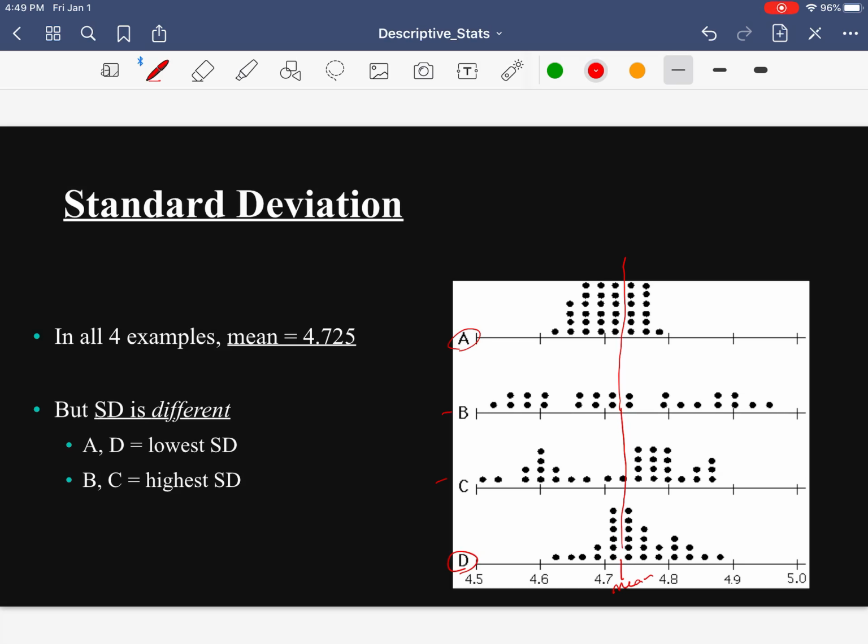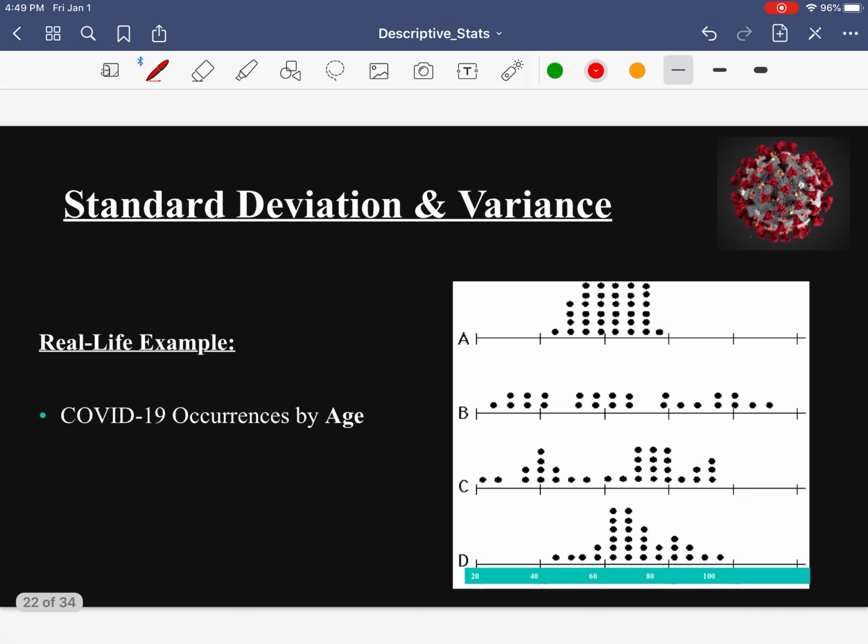So again, mean just tells us the average and that's it. But we need standard deviation to get a sense of where the other data points fall. Are they clustered together? Low standard deviation. Are they more spread out? Higher standard deviation. How about some real life examples?